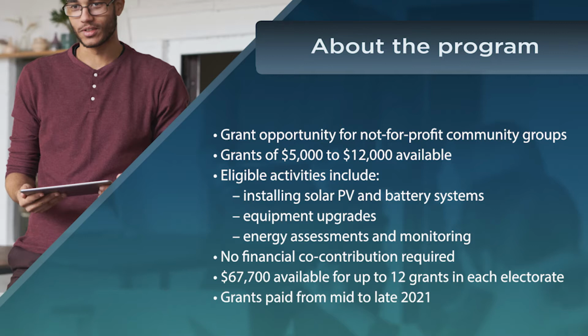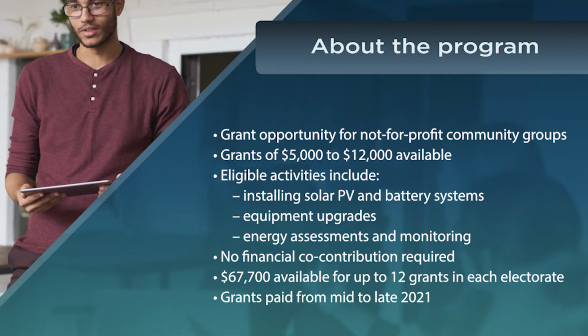To apply for a grant, you must be invited by your local federal Member of Parliament. MPs can invite community groups to apply for grants from $5,000 to $12,000 to fund projects such as installing new solar PV or battery systems, upgrading some types of air conditioning equipment, lighting and appliances, and improving energy monitoring and management. You will need to cover any project costs beyond the value of the grant awarded.